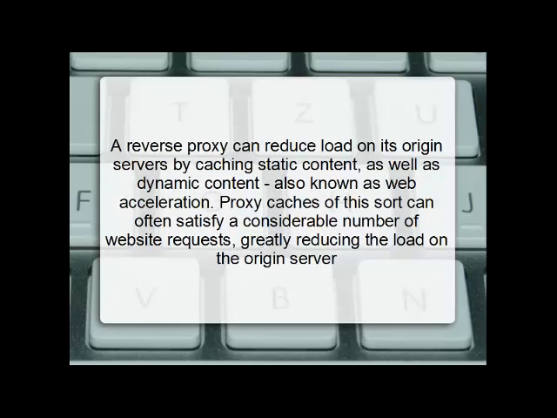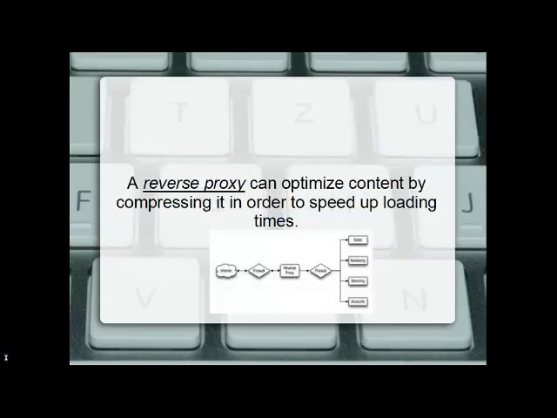A reverse proxy can reduce load on its origin server by caching static content as well as dynamic content, known as web acceleration. Proxy caches of this sort can often satisfy a considerable number of website requests, greatly reducing the load on the origin server. A reverse proxy can optimize content by compressing it in order to speed up loading times.